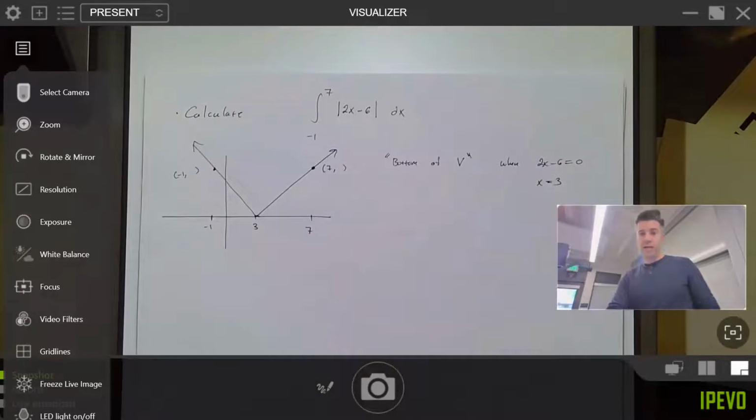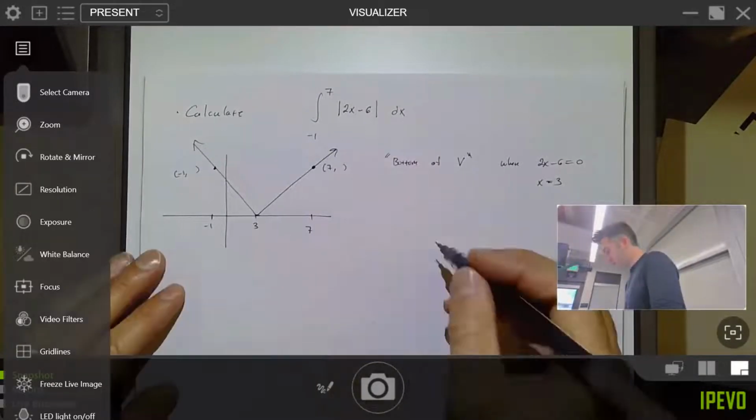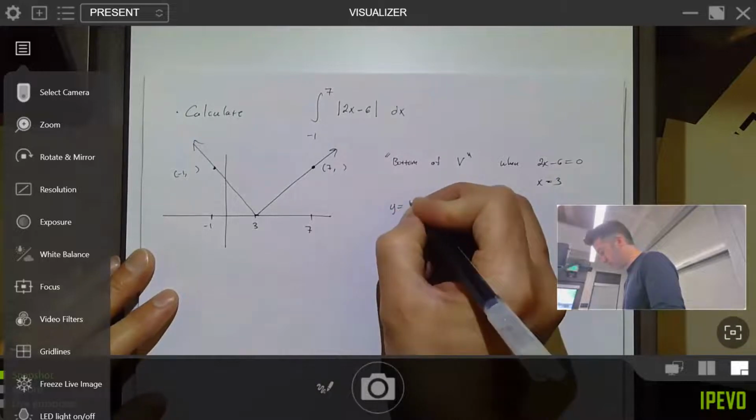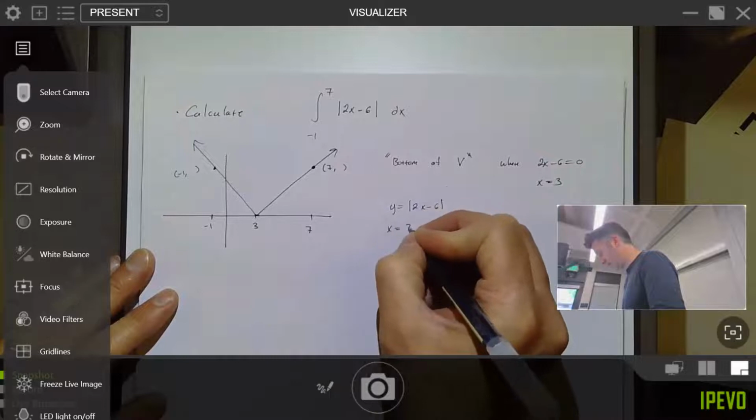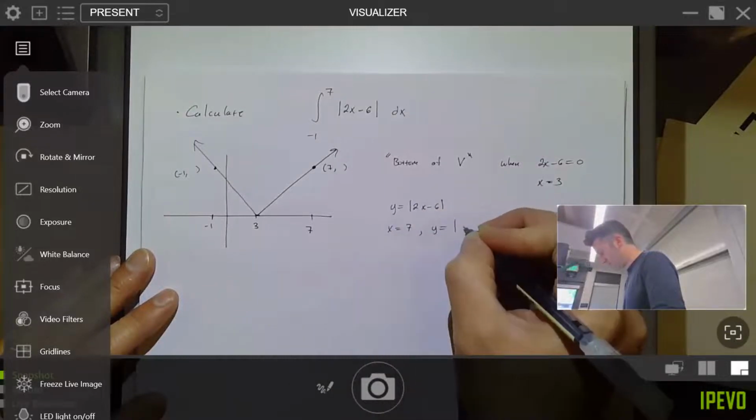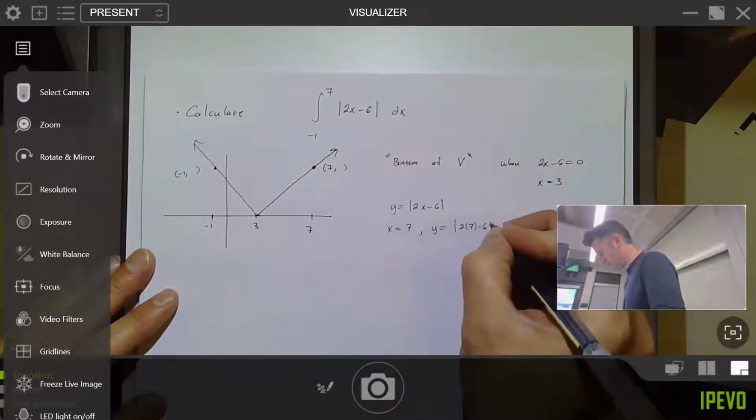So if we plug in 7 to the absolute value function, so again, for y equal to the absolute value of 2x minus 6, if x equals 7, we're going to get a y value of the absolute value of 2 times 7 minus 6, which is 8.